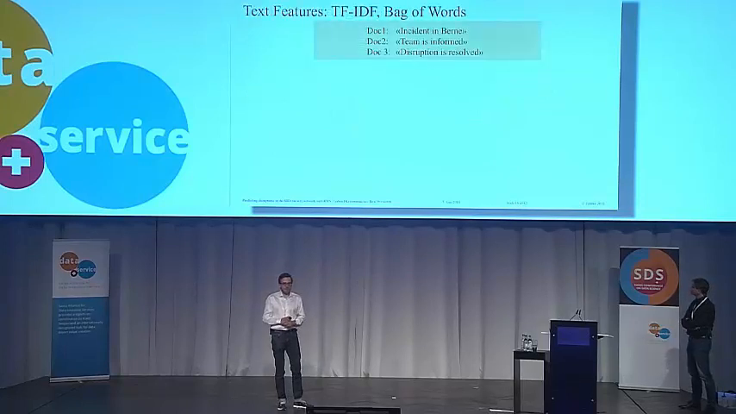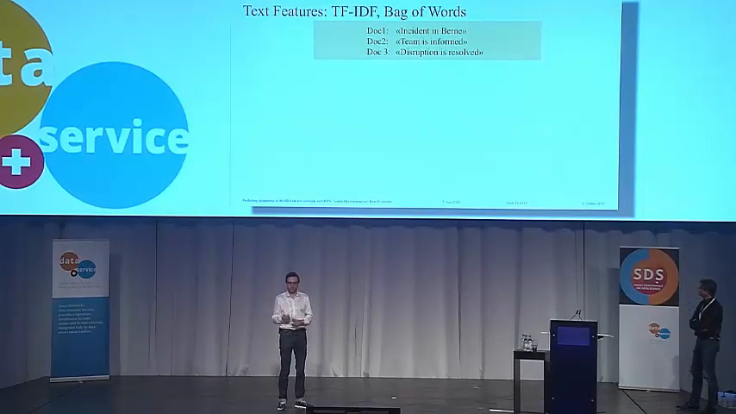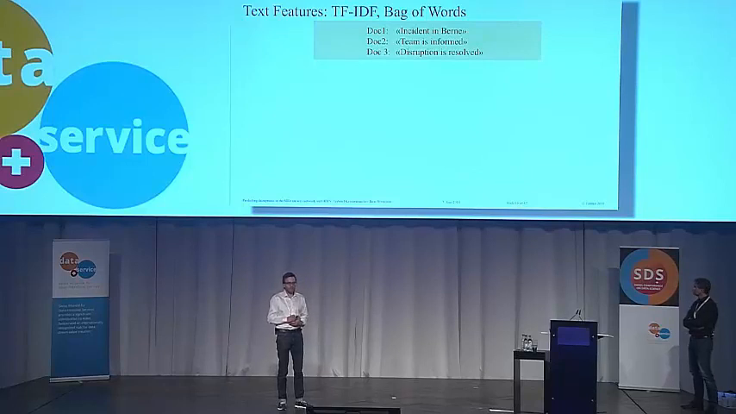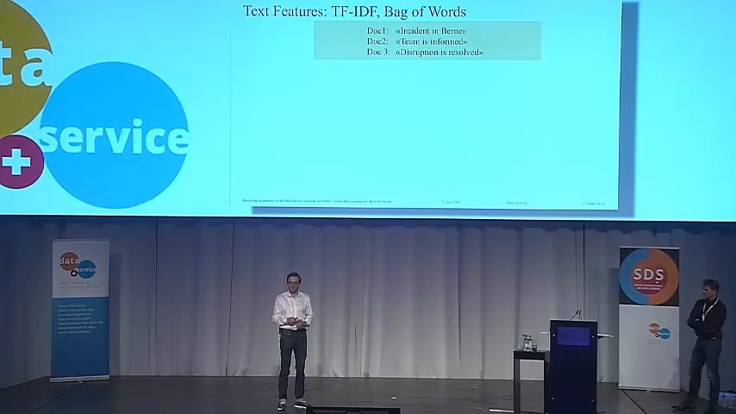Now there are some well-known ways to do this. So here's an example. Imagine you have these 3 documents. So now we're back in the train disruption problems. For instance, there could be a document that says there's an incident in Bern, a document that says the team has been informed, and a document that says that the disruption is resolved. As you can see, there's information in this text that helps estimate the time it will take to resolve the disruption.